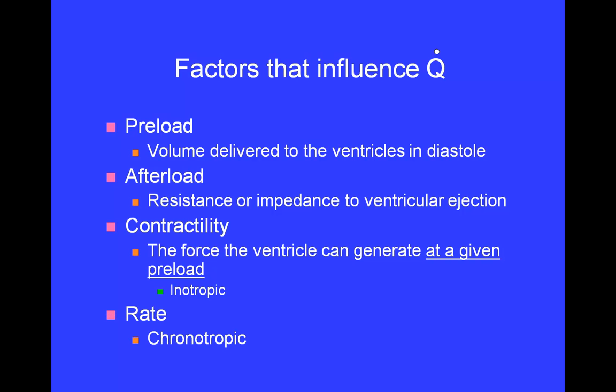The fourth factor that we're going to think of influencing cardiac output is obviously rate. And when we think about rate, it's very analogous to respiratory rate. Cardiac output is analogous to minute ventilation in that tidal volume times respiratory rate is minute ventilation. Stroke volume times heart rate is cardiac output.